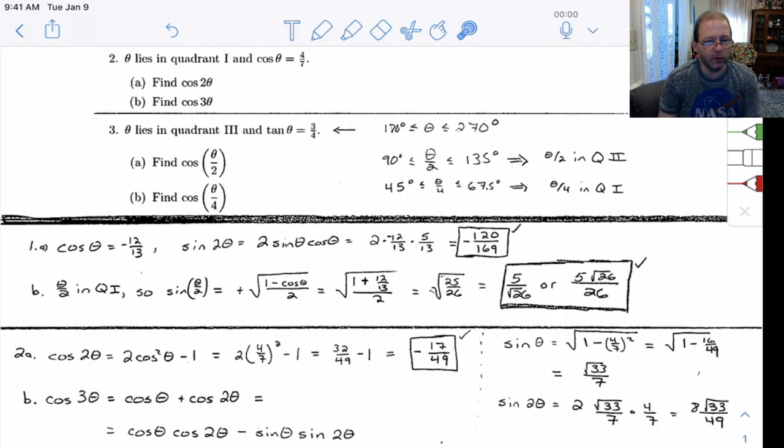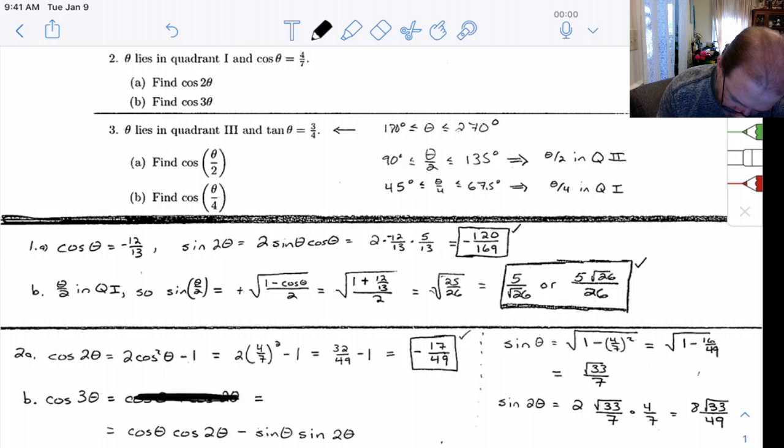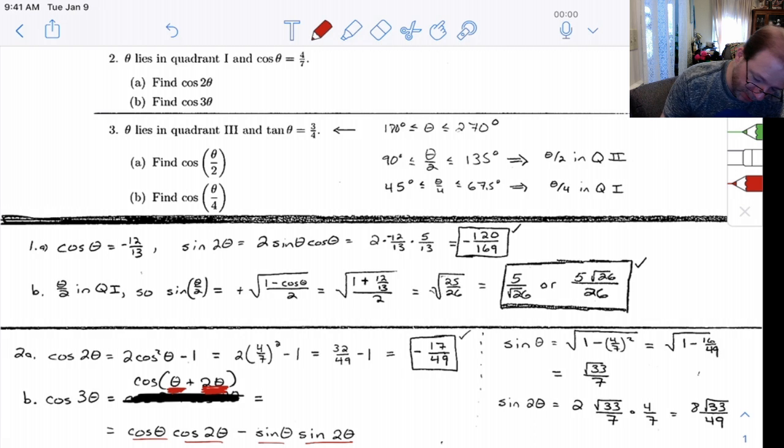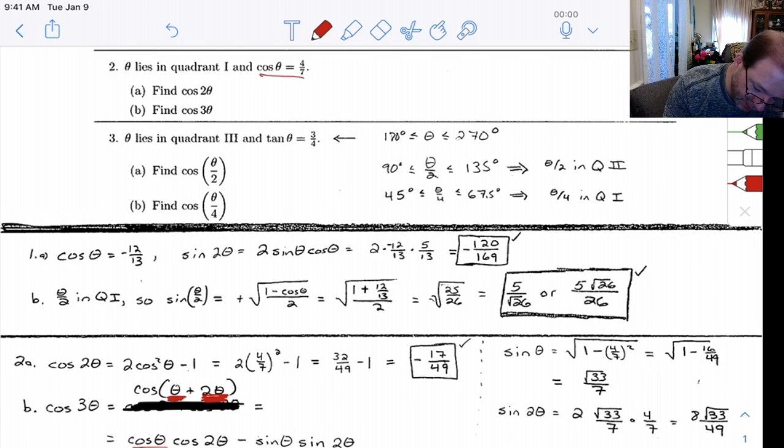Now, to do cosine 3 theta, we didn't talk about a formula for this one. What I wanted people to do was to recognize that cosine 3 theta is equal to, actually what I have written here is wrong. It's not cosine theta plus cosine 2 theta. It's cosine of theta plus 2 theta. And so what you have to do there is use the sum formula for cosine. So you use this for one of your arguments and this for the other, and you get cosine theta cosine 2 theta minus sine theta sine 2 theta.